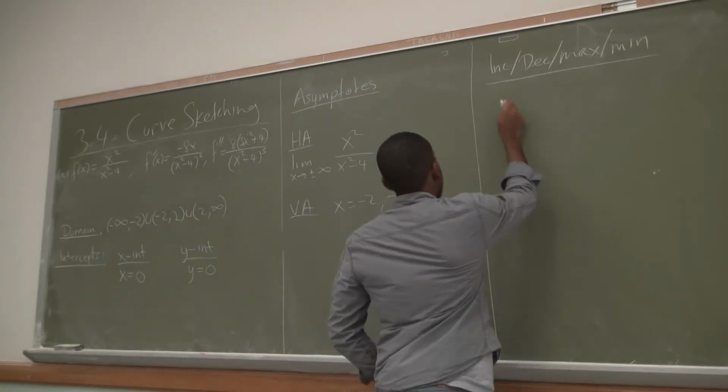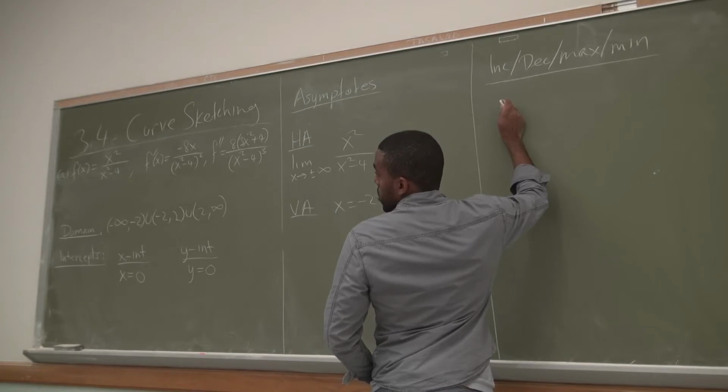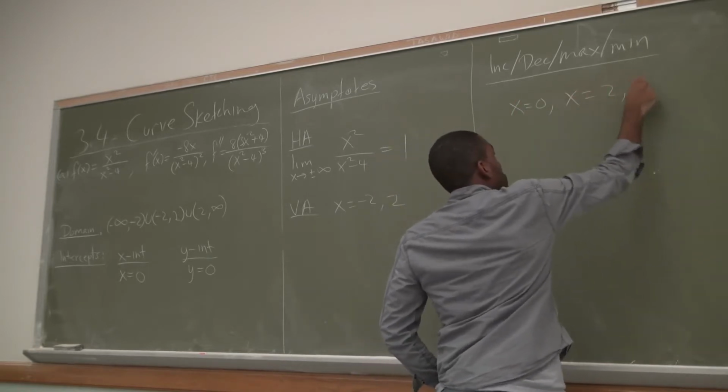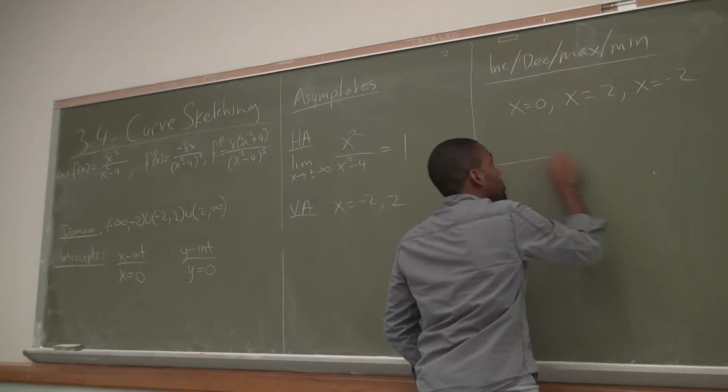Moving on, increasing or decreasing. I need the derivative to be 0 or undefined. This will be x equals 0, x equals 2, x equals minus 2.